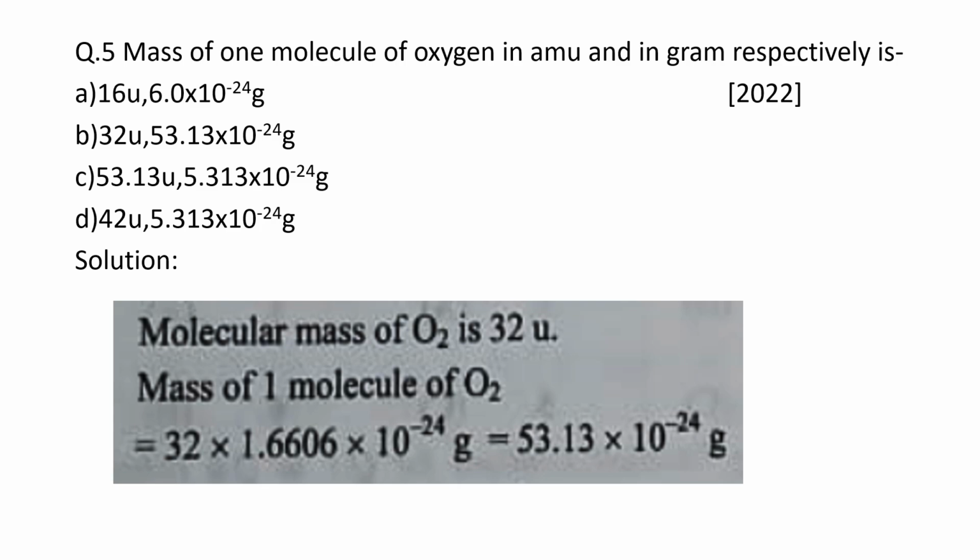Question number 5. Mass of one molecule of oxygen in AMU and in gram respectively is? Here it is asked the molecular mass of oxygen and its value in grams. As we know, the molecular mass of oxygen is 32, and if we multiply it with the AMU, the atomic mass unit value, then we will get its value in grams. That is 32 into 1.6606 into 10 raised to minus 24 grams. Then in grams we will get the value 53.13 into 10 raised to minus 24 grams. Then if we see the options, option number B is the correct one for this.